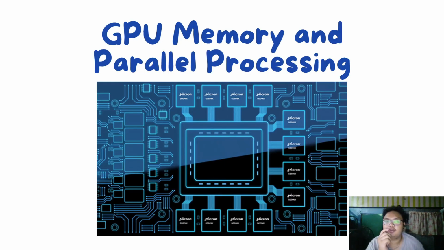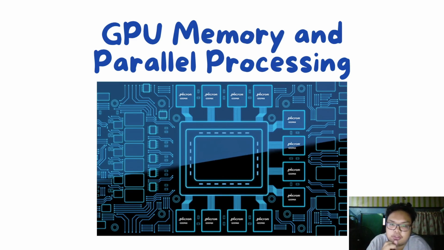GPU memory and parallel processing. Modern GPUs rely on high-speed memory like GDDR6X to keep up with their processing power. This memory ensures that data can be fed to the GPU cores without delays, which is critical for rendering high-resolution graphics or processing AI algorithms.